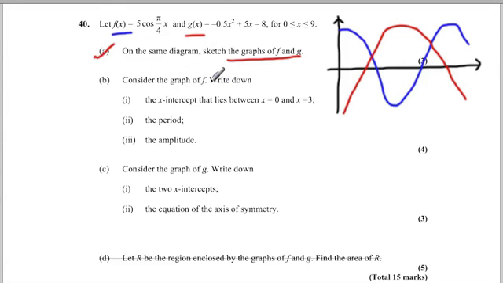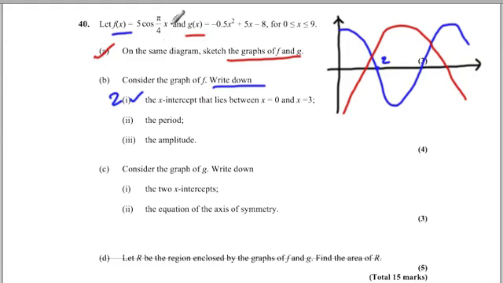All right. Consider the graph of f, in other words, the blue one right here, the cosine function. Write down the x-intercept that lies between x equals 0 and x equals 3. So in other words, all you have to do is just find the x-intercept between 0 and 3. That will be the first one over here. Again, all I'm doing is using my graphing display calculator and figuring out where that will be. So that's 2, 0. So this point right here is actually 2. So the x-intercept here is 2. And I'm done with this one.